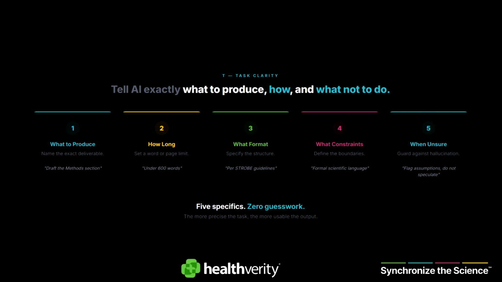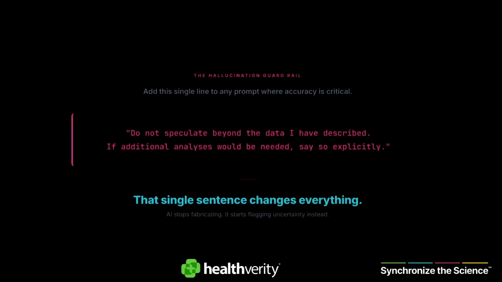For life sciences work, task clarity also means building in a guardrail against hallucination. Add a line like, do not speculate beyond the data I have described. If additional analyses would be needed, say so explicitly. That single sentence changes the entire quality of the output. Task clarity is not about being demanding. It is about being specific enough that the AI does not have to guess what you want.